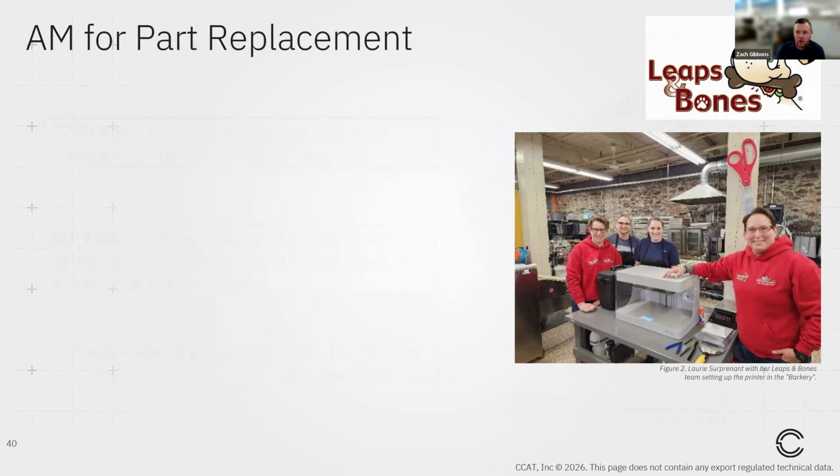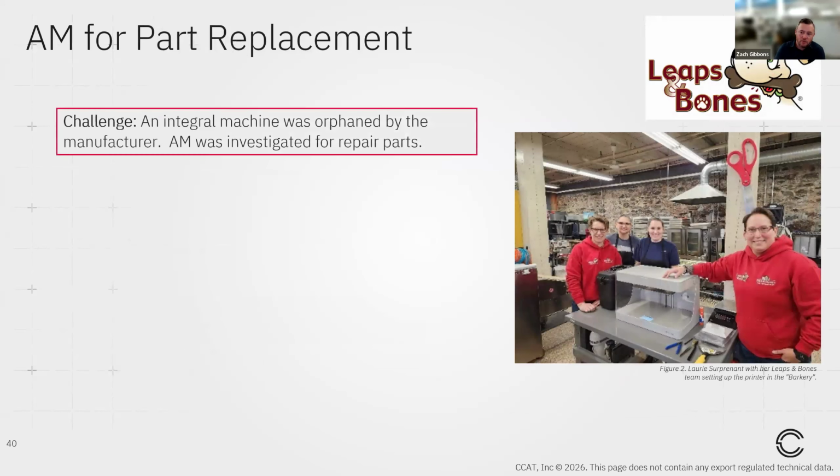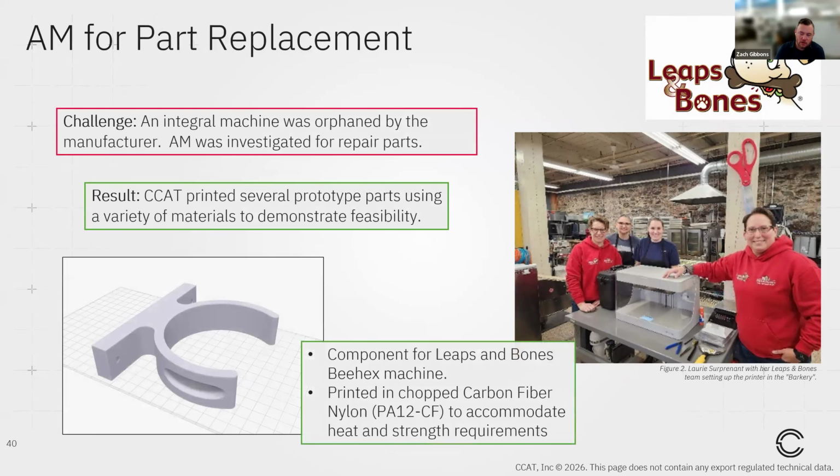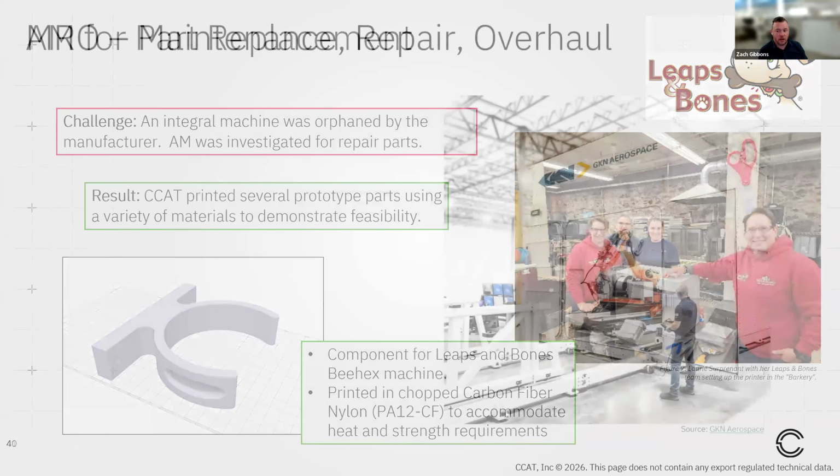Right. Some fun stories, Leaps and Bones. So they're a local pet product manufacturing company, and they had an old machine for making their dog biscuits that was mothballed or orphaned by their manufacturer, meaning you can't get parts for it anymore. Imagine what happened if you held your car for long enough that you call up Ford and they go, well, we're terribly sorry, but we just don't have parts for your car anymore. This is effectively what happened. So CCAT was able to print several prototypes out of some carbon fiber nylon 12, which was able to accommodate their heat and strength requirements and keep their old machine up and running.